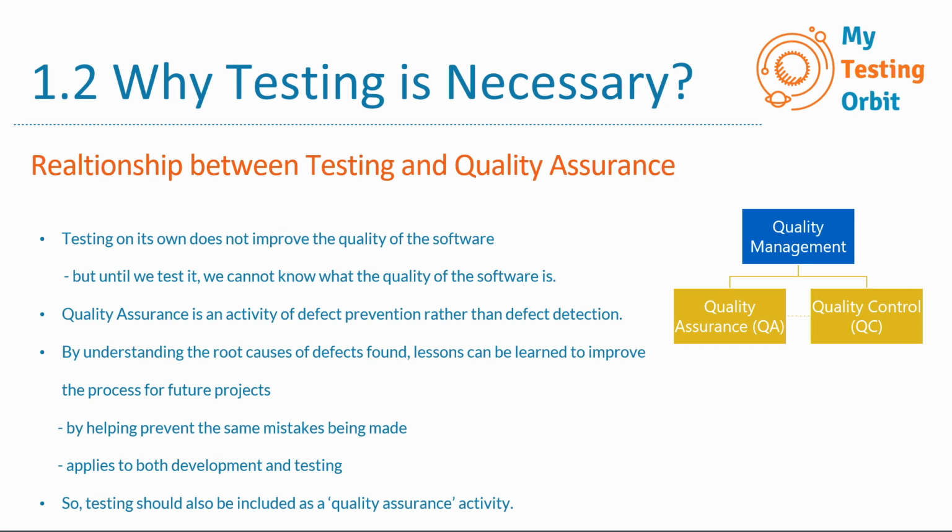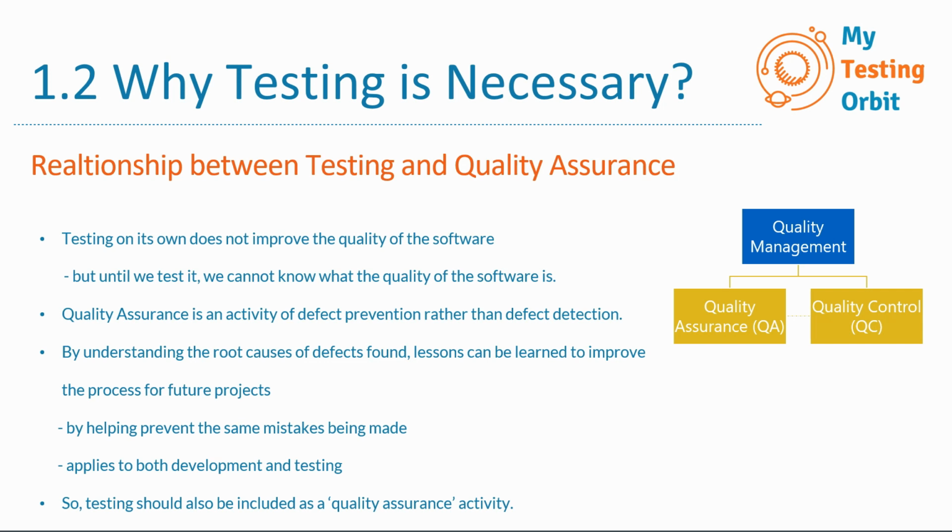By understanding the root causes of defects found, lessons can be learned to improve the process for future projects, helping prevent the same mistakes from being made. This applies to both development and testing. So once we do root cause analysis of defects found during testing, it can help us improve the quality of future products, because we will learn lessons and try to avoid the mistakes we made in a specific project. So testing should also be included as a quality assurance activity.